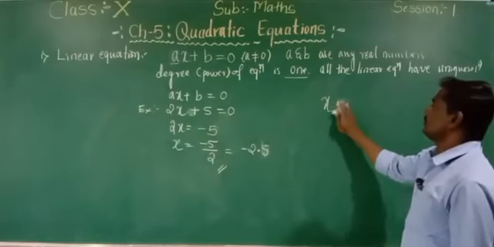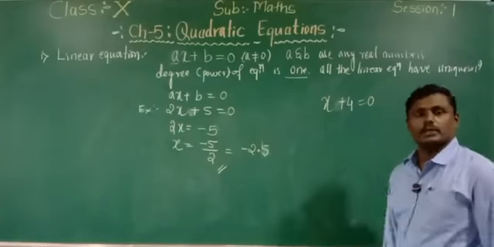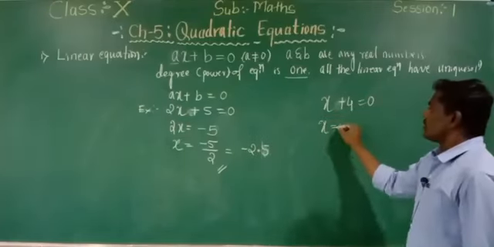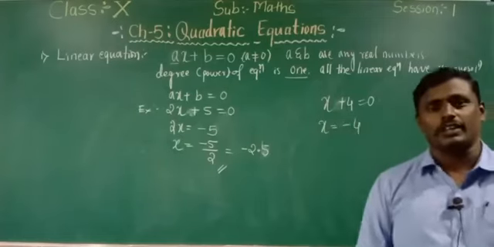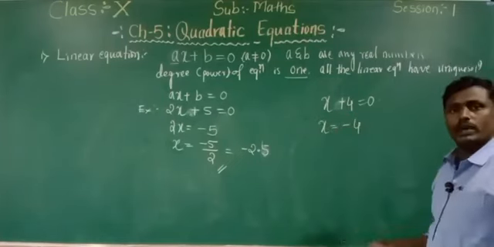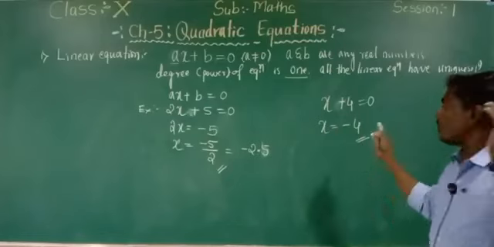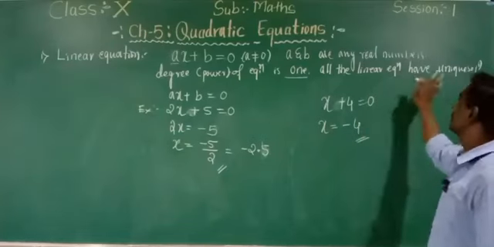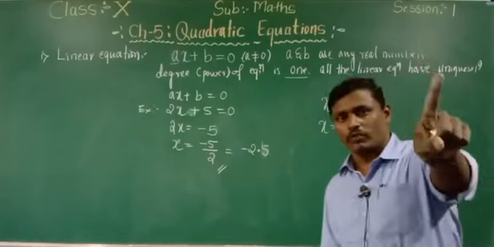X plus 4 is equal to 0, then x is equal to minus 4. Can we write any other solution here? X plus 4 is equal to 0, then x is equal to minus 4, and this is a unique solution. We cannot change the value of the x here. So all the linear equations have a unique solution, or only one solution.